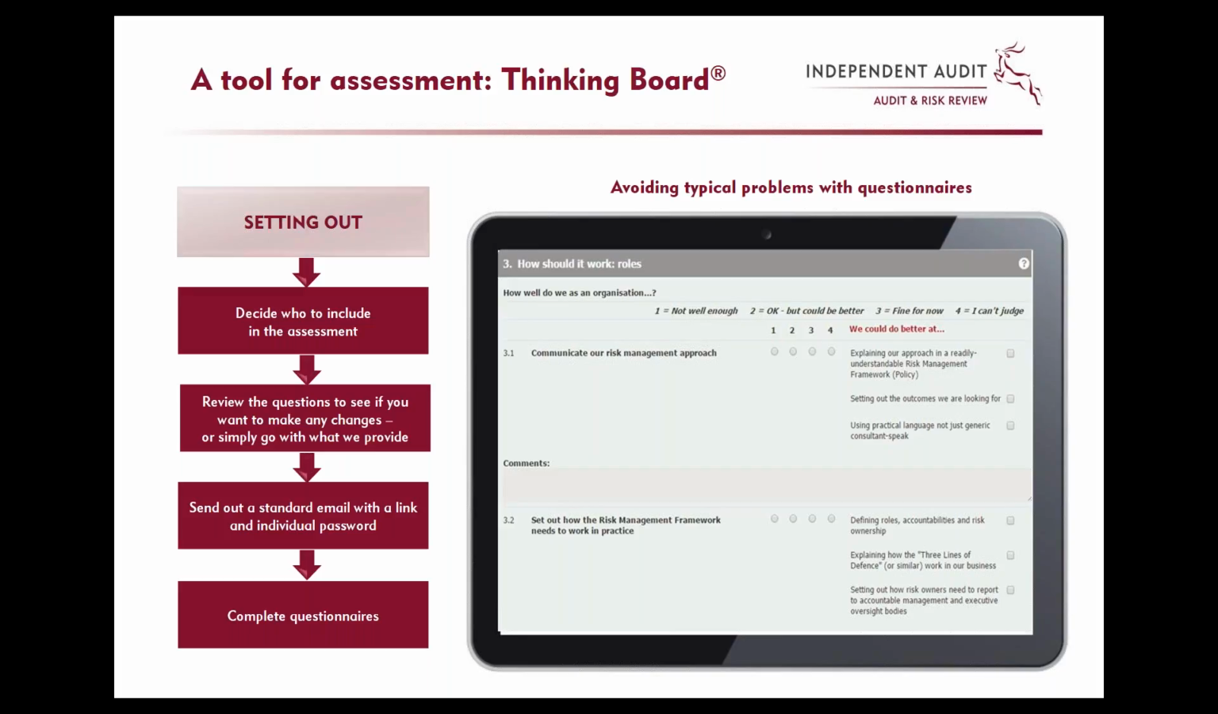I see. So it gets over some of the typical disadvantages of a questionnaire where you've got people perhaps interpreting the question in a different way. That's right. Or not really thinking through the question. I see. So that gives them the pointers.